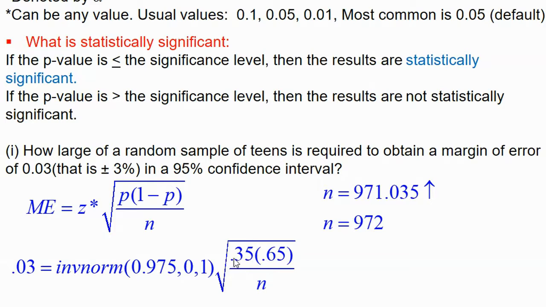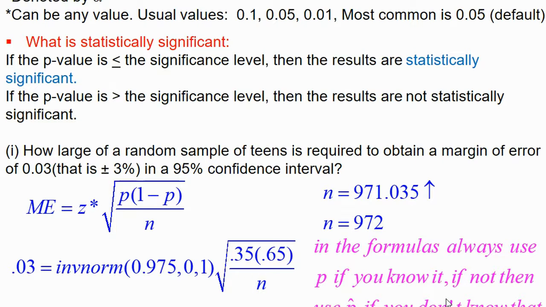Why are we using 35 and 65? Here you always want to use the true P, the true population proportion. According to this example, the true population proportion is 35% of teens. Is this the same question? Yeah, same question, it's just part I.